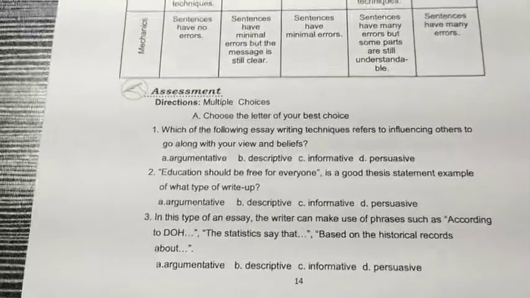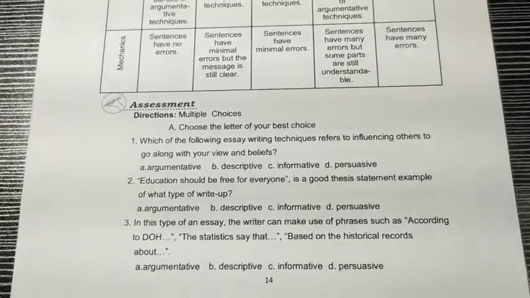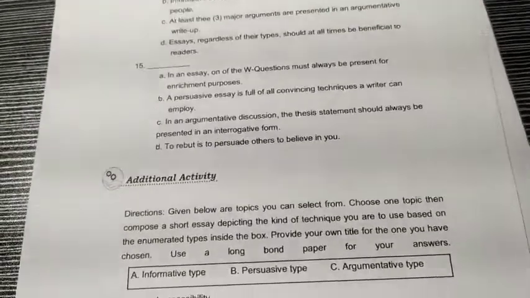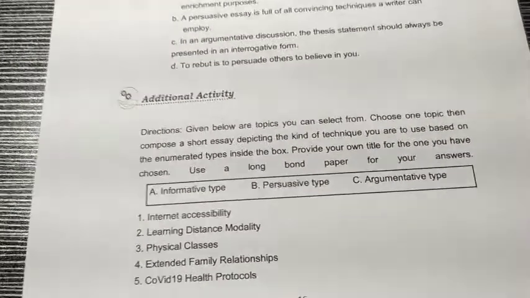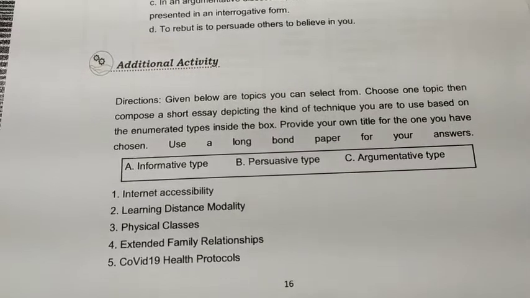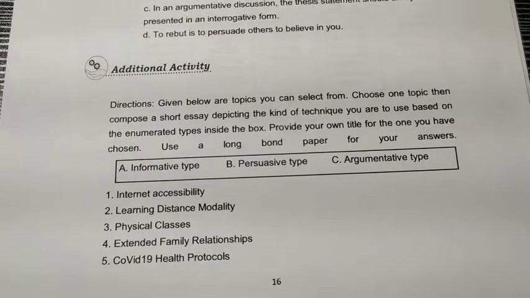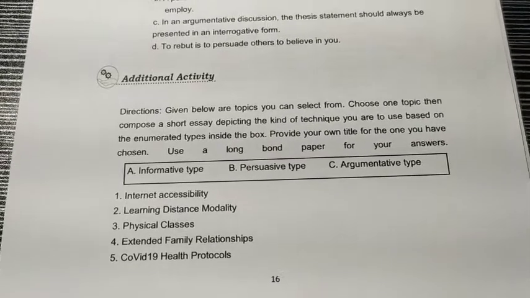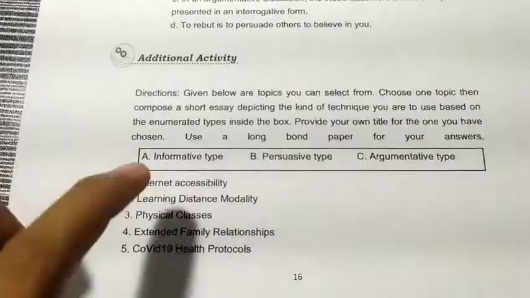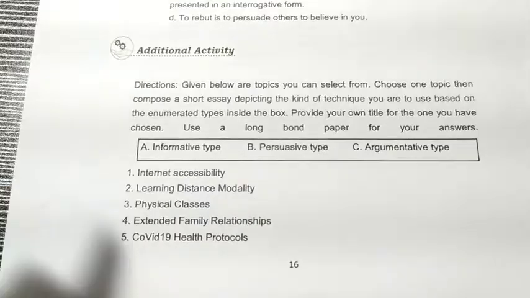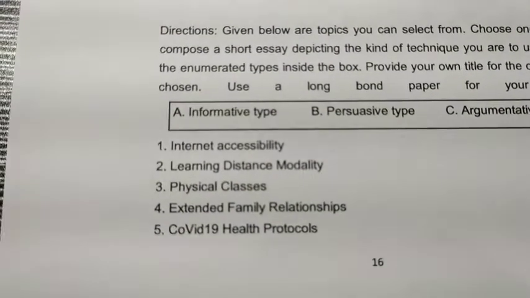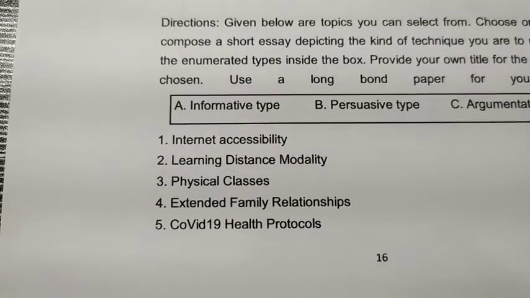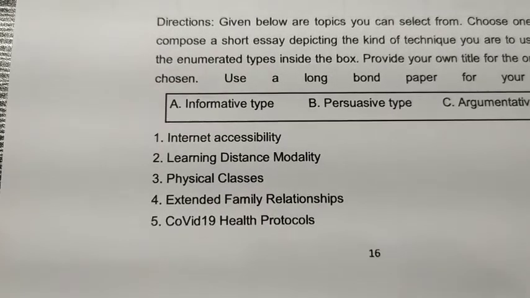You will write the correct letter being asked in each number: A, B, C, or D. 15 items. And for the last activity, the additional activity, below are topics you can select from. Choose one topic, then compose a short essay depicting the kind of technique. You will choose among these topics: internet accessibility, distance learning modality, physical classes, extended family relationships, COVID-19 health protocols.